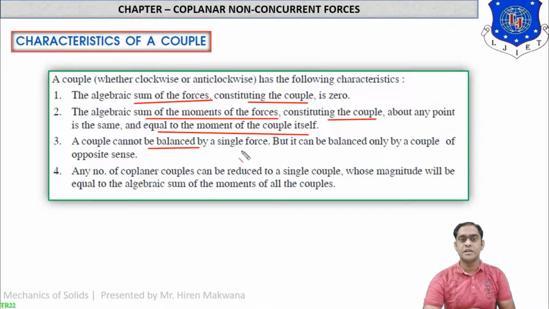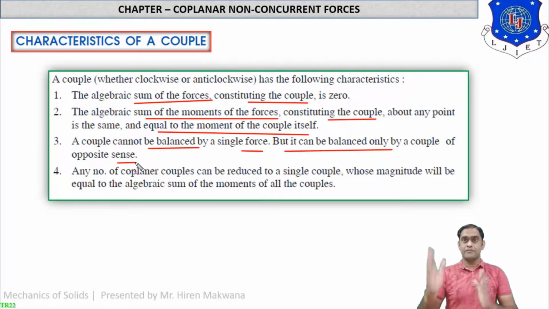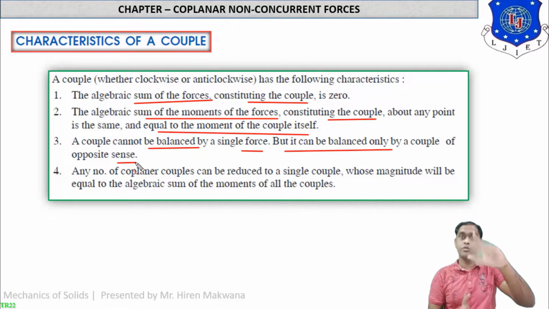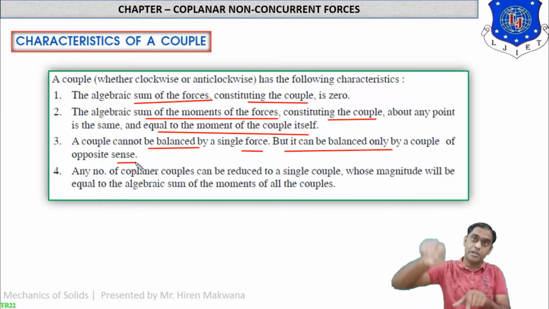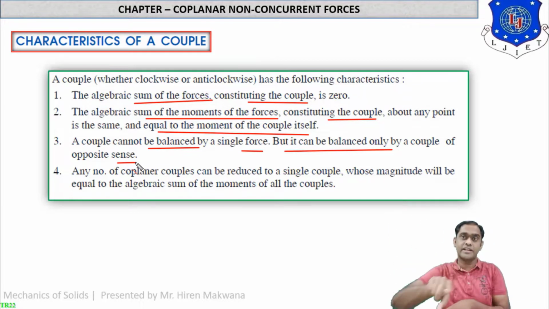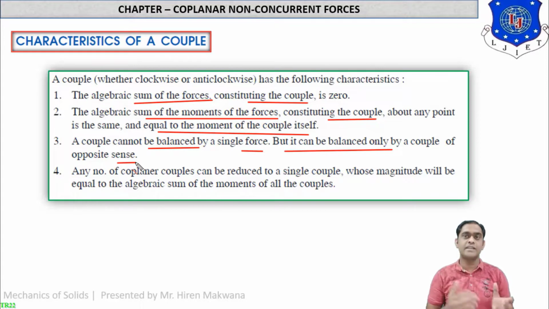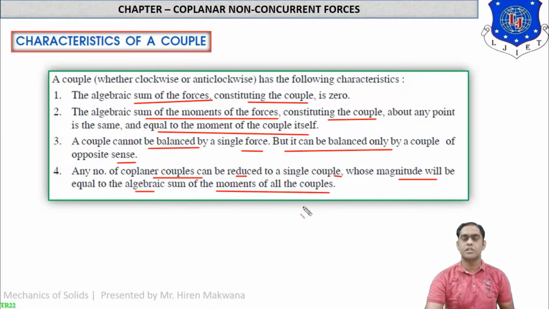Number three, a couple cannot be balanced by a single force, but it can be balanced only by an opposite couple. Means if there is a couple in the clockwise direction and you have to balance it, then an equal and opposite couple, two parallel forces applied in the opposite direction, means in the anti-clockwise direction, is needed. A single force cannot balance the couple. Number four, any number of coplanar couples can be reduced to a single couple whose magnitude will be equal to the algebraic sum of the moments of all the couples. You have to just remember these properties, or characteristics, of couples. This is important only from the exam point of view, nothing else. So these are the characteristics of a couple.